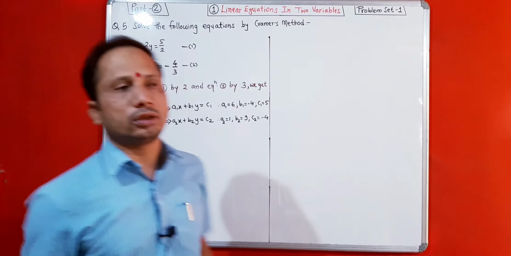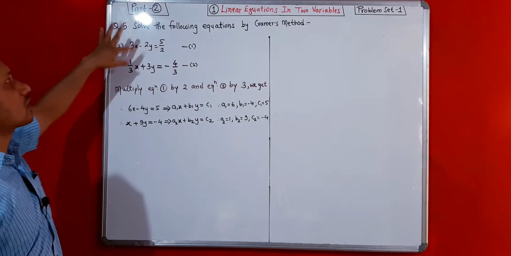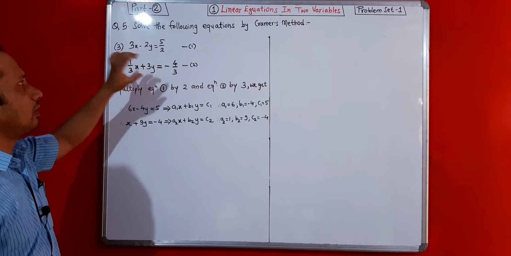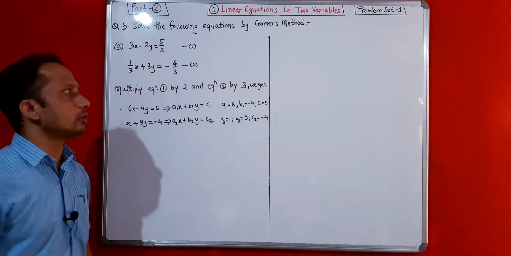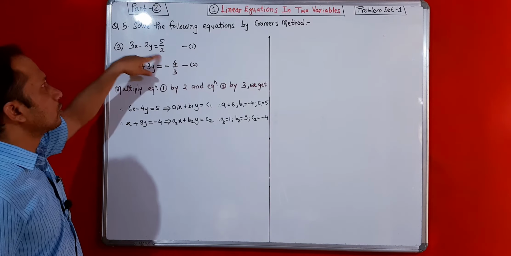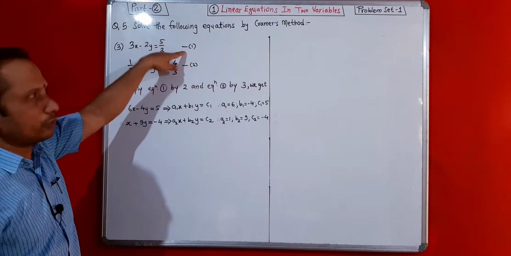We'll solve the third question. In this question, 3x over 2 minus 2y is equal to 5 upon 2, and 1 upon 3 x plus 3y is equal to minus 4 upon 3 is given. So we have to cancel the 2 and 3 in the denominators of both equations. Suppose this is equation 1 and equation 2.